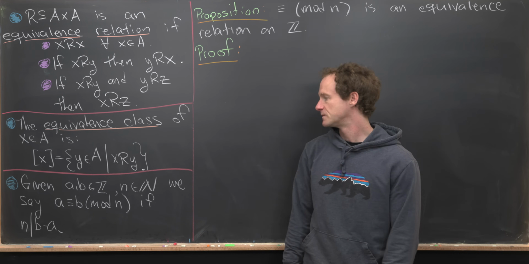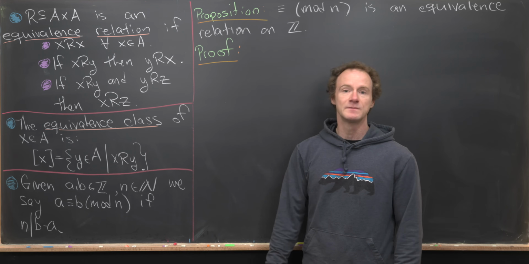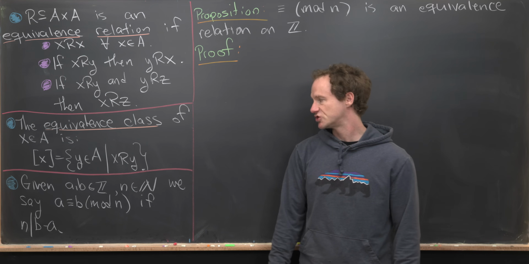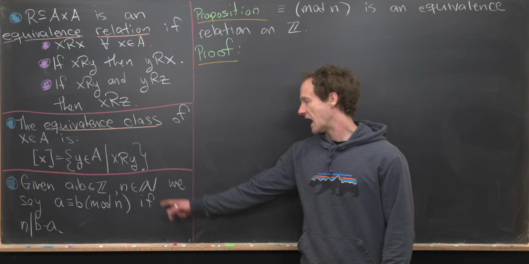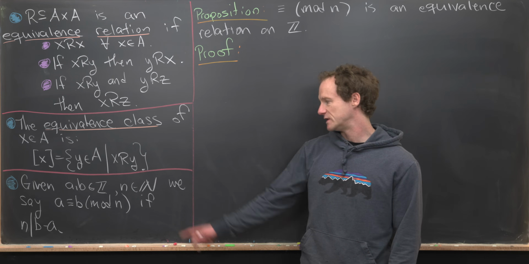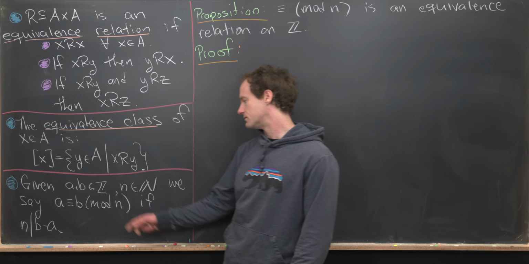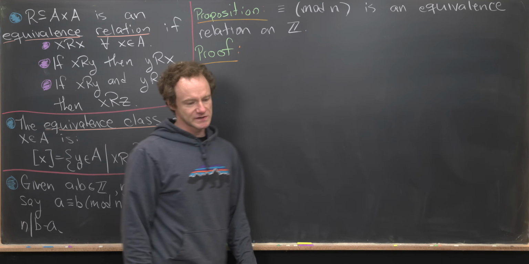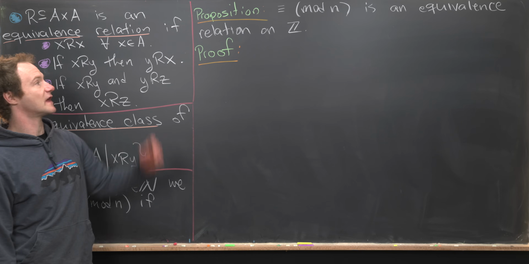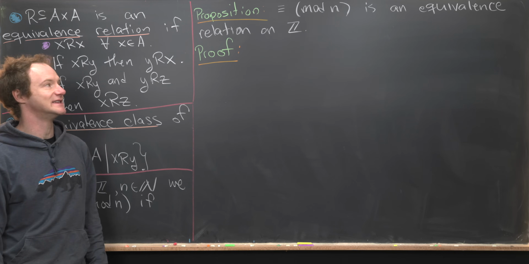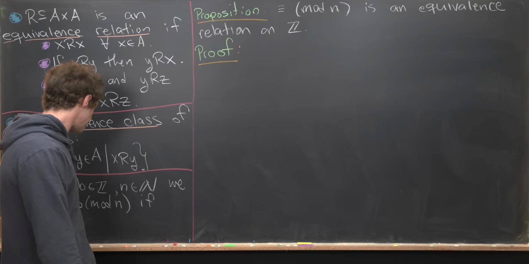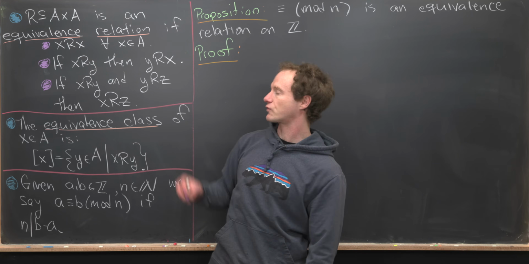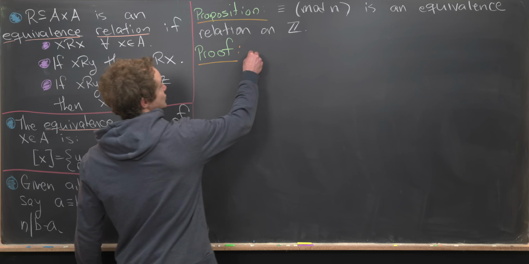Okay, then finally, let's recall the notion of congruence modulo n. So if we've got integers a and b, and a natural number n, we say that a is congruent to b mod n if n divides b minus a. First up for this video, we want to show that congruence modulo n is indeed an equivalence relation. So that means we need to show that it satisfies these three properties. So let's just jump into it.